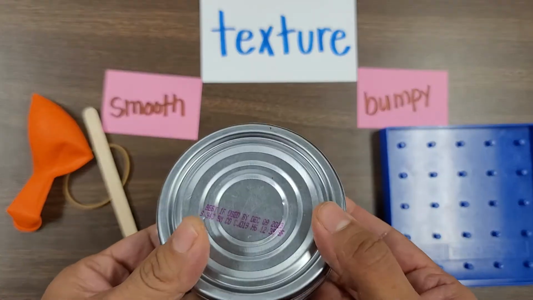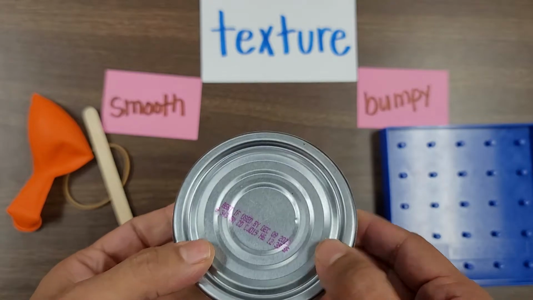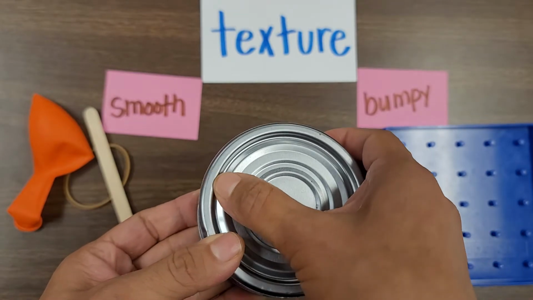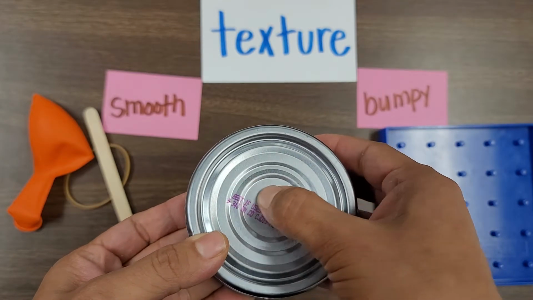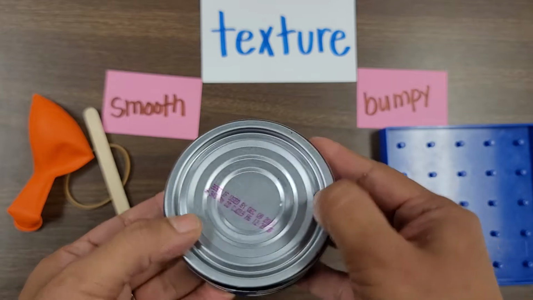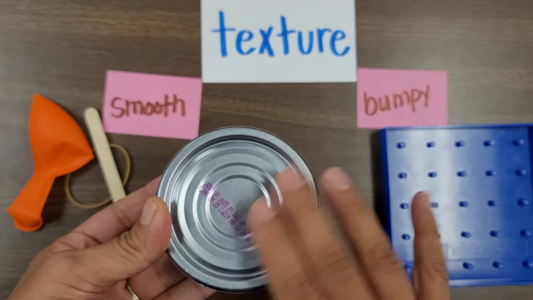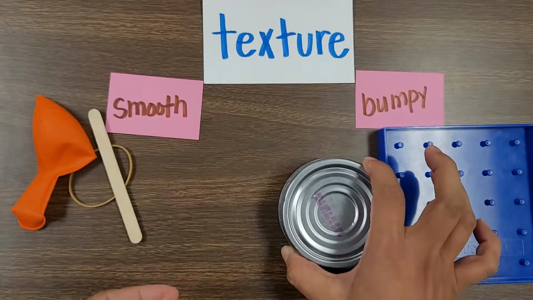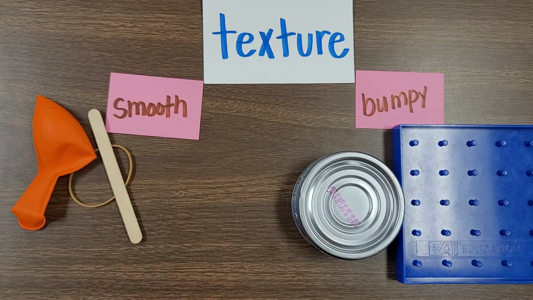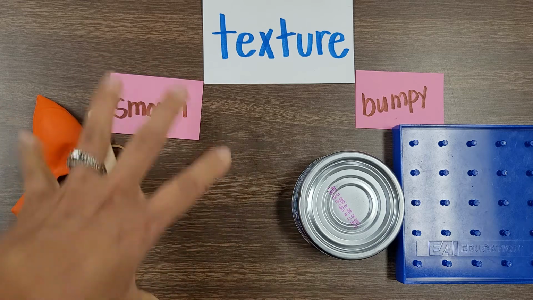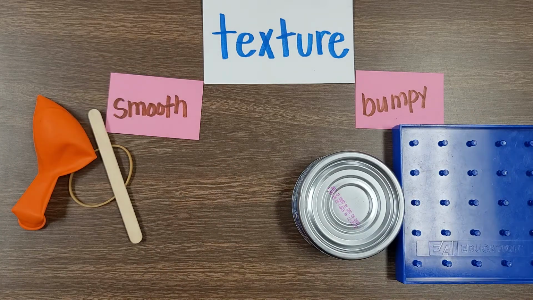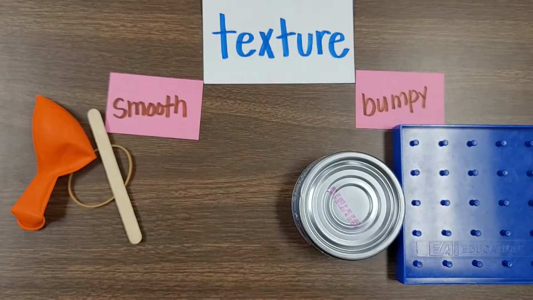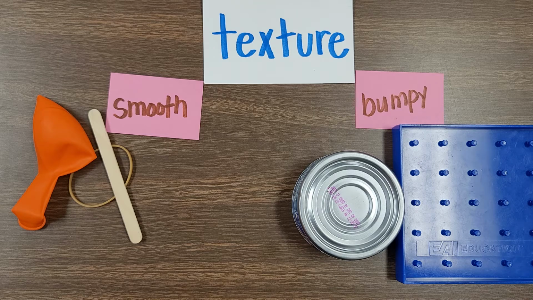And I have a can of tuna. Now, the bottom part of my can is actually very bumpy. I'm going to focus on that part today when I'm classifying this item. So I'm going to put it on the bumpy side. So now I have classified my items from smooth to bumpy. I classified matter with the property of texture. Awesome. Now I'm going to do another example.